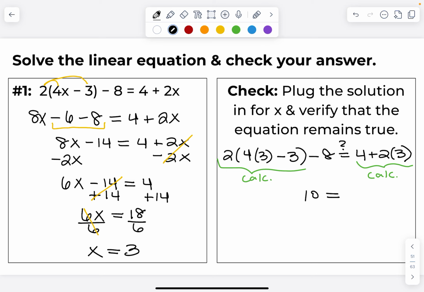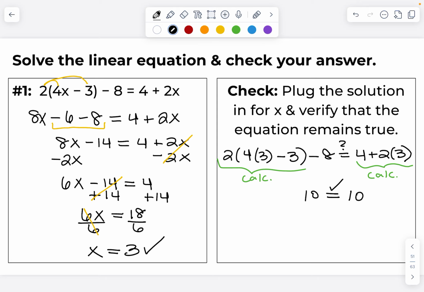Okay, and then equals, if you type the right side in, you should get a positive 10. So notice we have 10 equals 10, which is true. Okay, so that checks out. So then we know that x does in fact equal 3. Okay, so that's how we can check using our calculator.